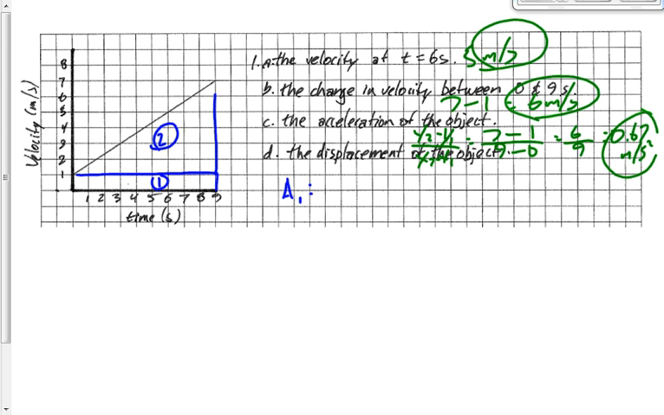Area 1 is base times height. That's going to be, the base is 9, the height is 1. So we're going to get an area of 1 there.